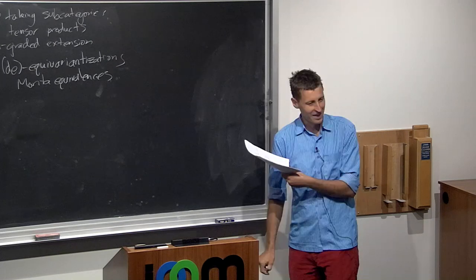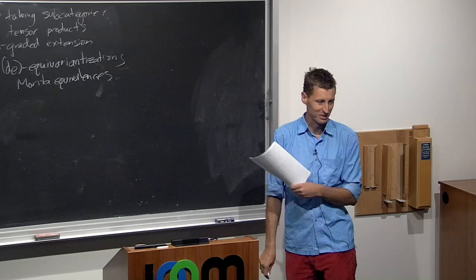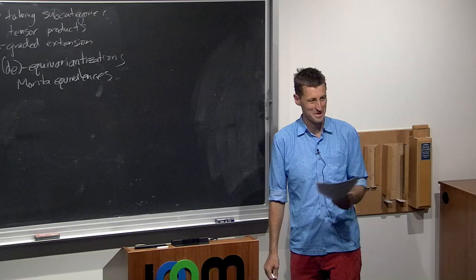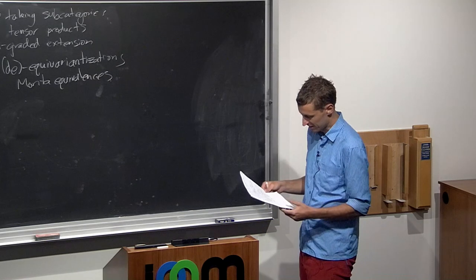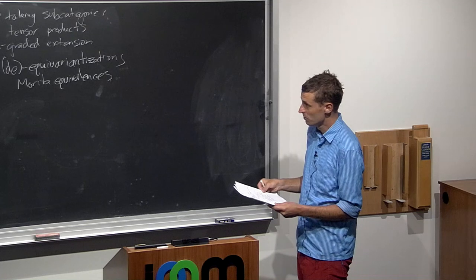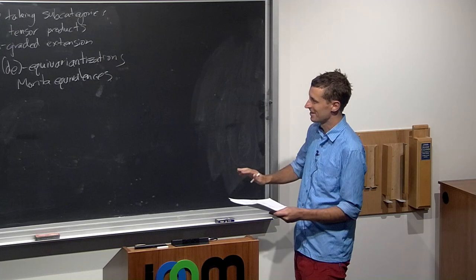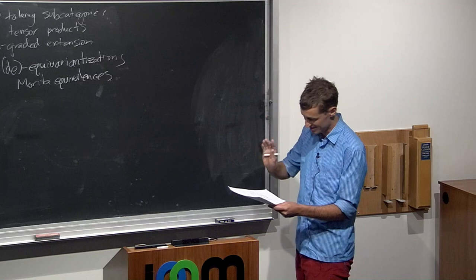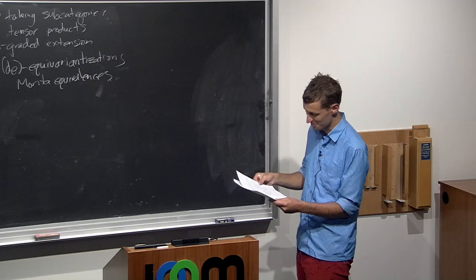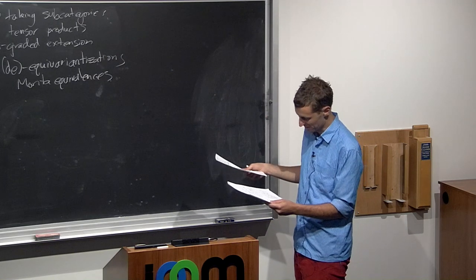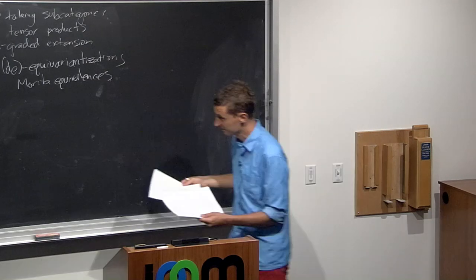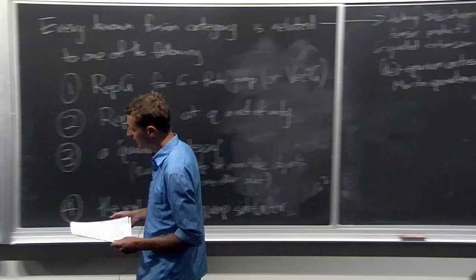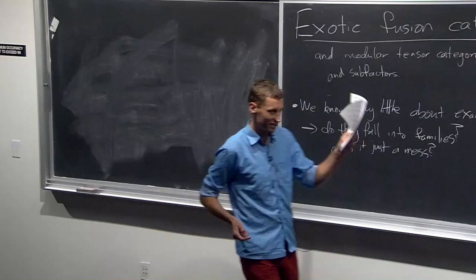I don't know how to get fusion categories out of anything else, I guess. If you do, tell me about it. Okay. So the plan for the rest of the introductory section is to remind you of the definition of fusion categories, modular tensor categories, and subfactors, and to say what Morita equivalence is. Okay. Can the people sitting over here see this board?